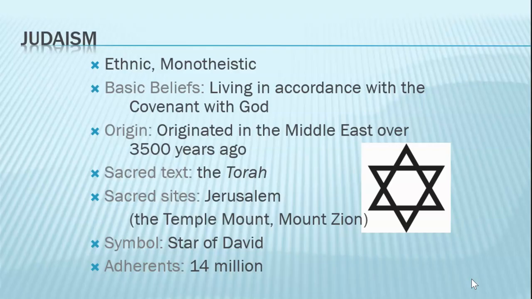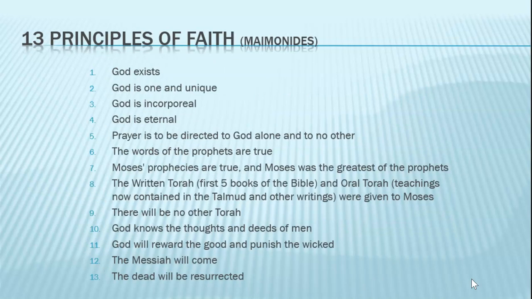The oldest of the three is Judaism. It is monotheistic and is an ethnic religion. It is also matrilineal, which is an interesting thing. They live in accordance with the covenant of God. The sacred text is the Torah, right? And their sacred site is Jerusalem. And this is an interesting thing because Jerusalem is a sacred site to many people, right? They abide by the 13 principles of faith, which were recorded by Maimonides, who is, well, you can read lots of things. We'll talk about that later.